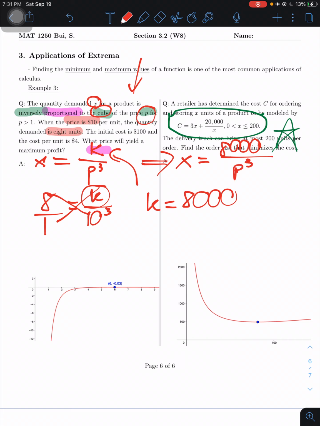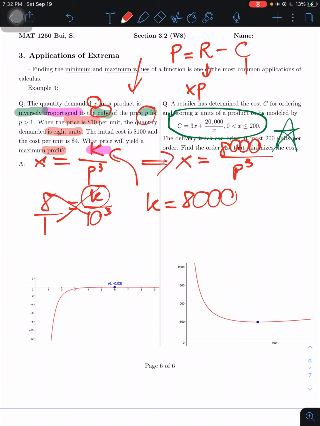Okay, so now what do we do? We have to find the revenue function first, and then from the revenue, we need to get, oh wait, what does the question ask us? It's asking us to maximize the profit function. In order to find the profit, let me remind you of a quick formula: profit equals revenue minus cost. If we have the price function, we can get the revenue function, because revenue equals x times p, where p is the price.